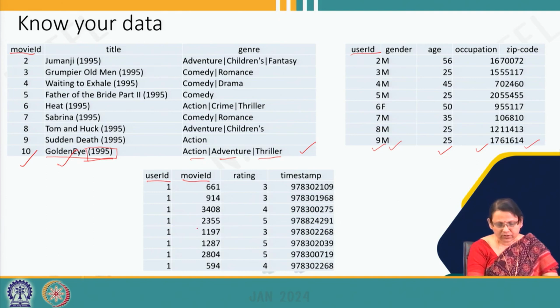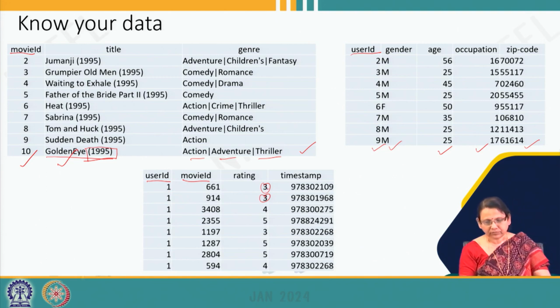Coming to this user ID combination, we have rating data as well, where for a specific movie ID, we see how user 1 has given the rating.